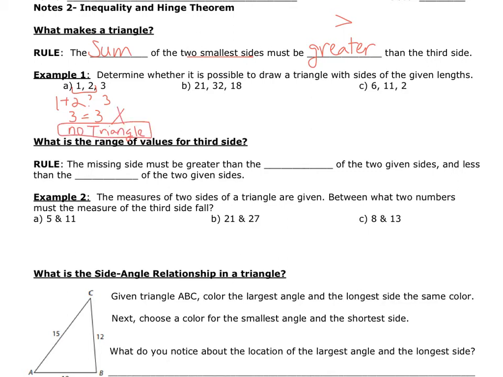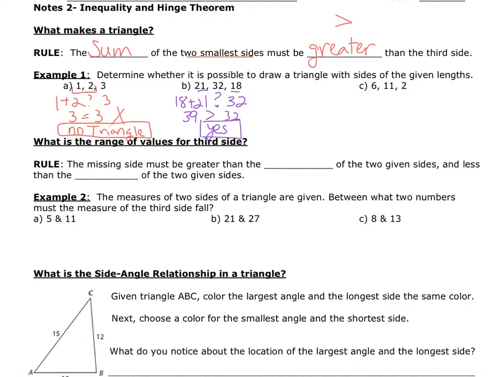For letter B, the two smallest sides are 21 and 18, and you always want to watch out for that because the numbers do get mixed around. If we add 18 and 21 together, we get 39, and we ask ourselves, how does that compare to the 32 for the longest side? It is greater than, so yes, it makes a triangle.